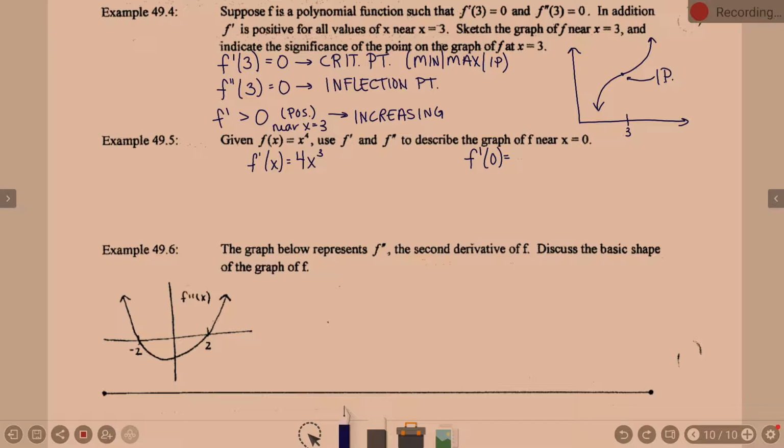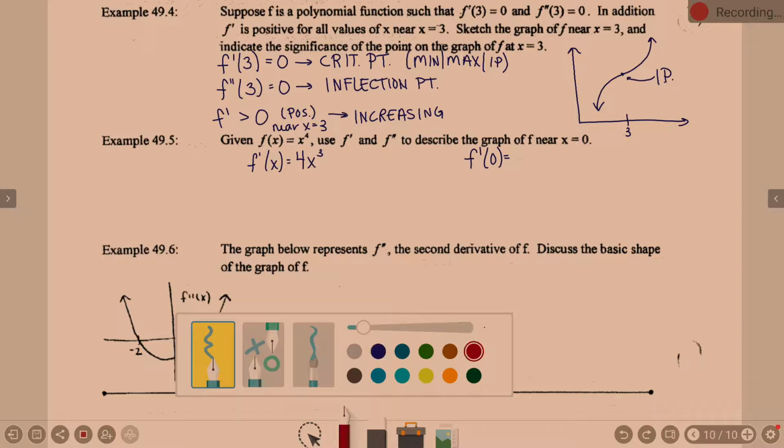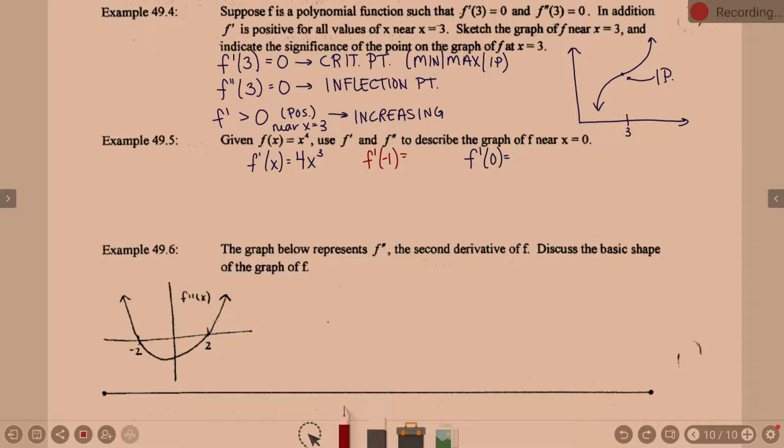So we need to see, okay, what's happening at x equals 0? We need to see what's happening to the left of x equals 0. What's a good value to the left of 0? And then we're also going to need to see what's happening to the right. Because if we want to know what's happening near x equals 0, we got to know what's happening on the left, at that point, and the right. Okay, so when you put -1 into your derivative, what do you get?